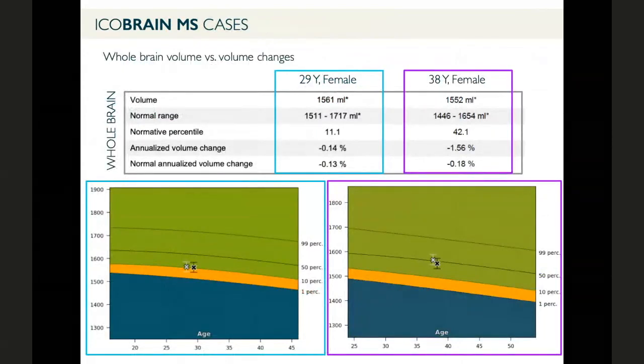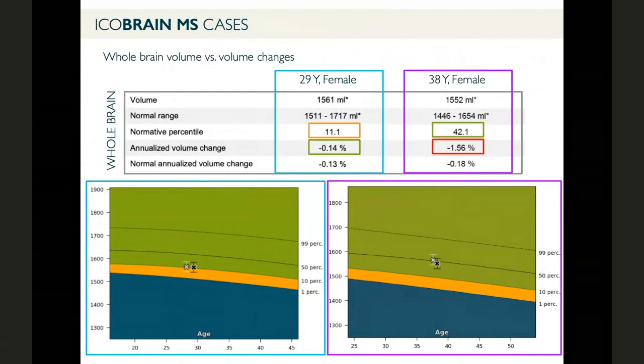So this slide is actually to nicely represent how the whole brain volume, being a predictor, an indicator of the brain reserve, and whole brain volume change, being predictive of the long-term disability, help to paint a picture of the disease progression within a patient. So here we see two patients, one female, 29 years old, the other female, 38 years old, with a very different normative percentile. So the younger female clearly has a much lower normative percentile, indicating a lower brain reserve, indicating that she might be more sensitive to excessive atrophy.